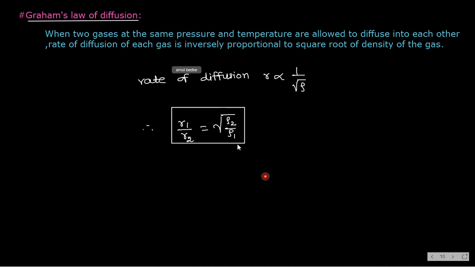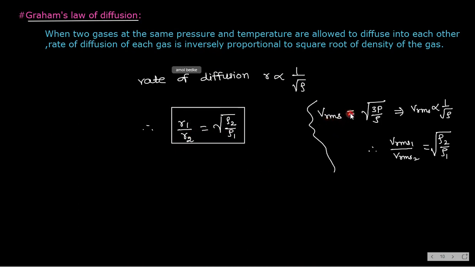Let's see one note point. Now Vrms is equal to under root 3P by rho. Already we have seen. So if this 3 and P is constant, then I can say that Vrms is directly proportional to 1 by root rho, or inversely proportional to root rho. And that's why Vrms1 by Vrms2 is equal to under root of rho 2 by rho 1.